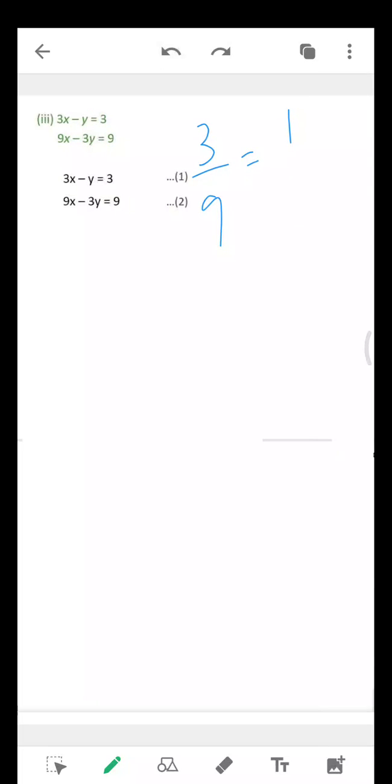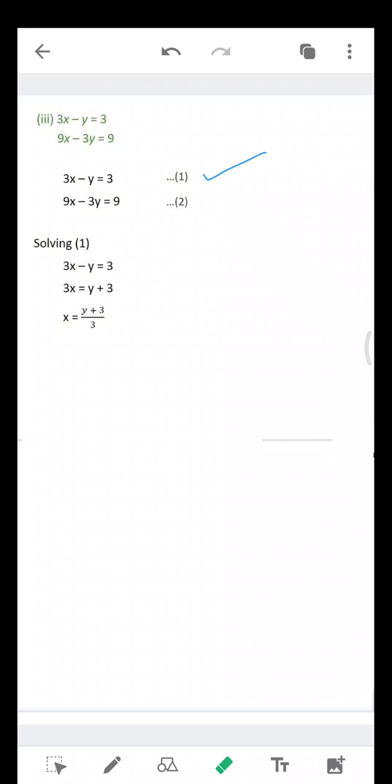So this type of equations, in which a1 by a2 is equal to b1 by b2 is equal to c1 by c2, what do we say? They have infinite solutions. So if we try to solve these equations by substitution method, what happens? Let's see, we'll get stuck. From equation 1, we are taking the x value. 3x minus y is equal to 3, so 3x is equal to y plus 3, and x is equal to y plus 3 by 3.